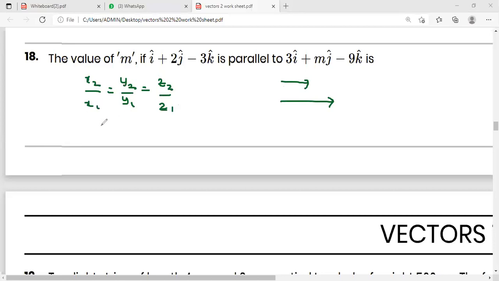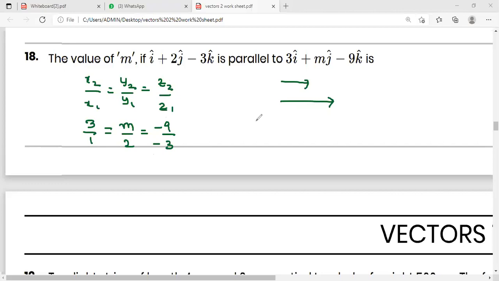Now, what is x2 by x1 here? x2 means the x component of the second vector, x1 the x component of the first vector. What is the ratio then? 3 by 1. You have to see only the components, not the i cap and j cap. Next, y2 by y1 will be m by 2. And z2 by z1 will be minus 9 by minus 3. Of course, minus and minus will get cancelled.